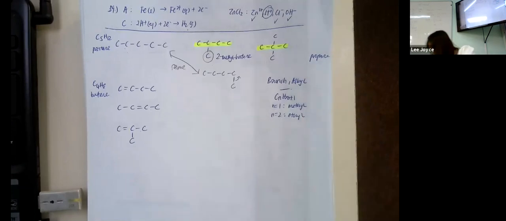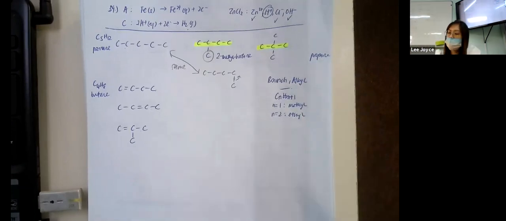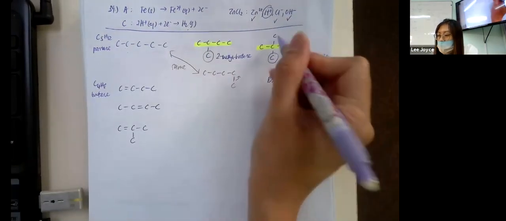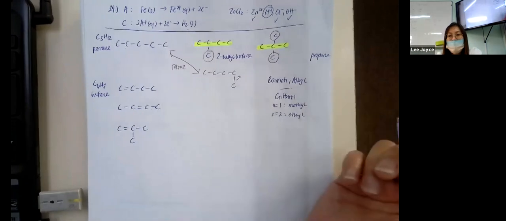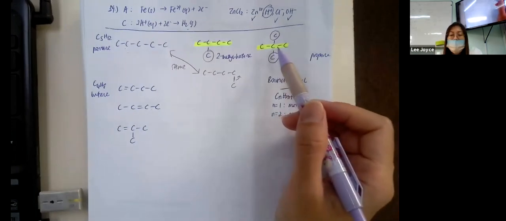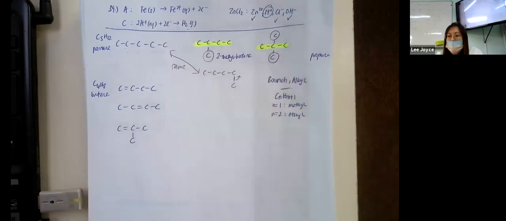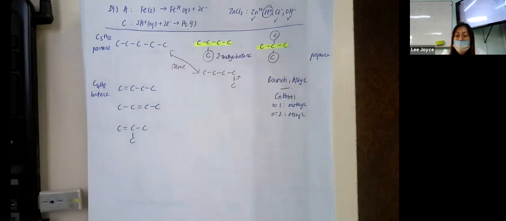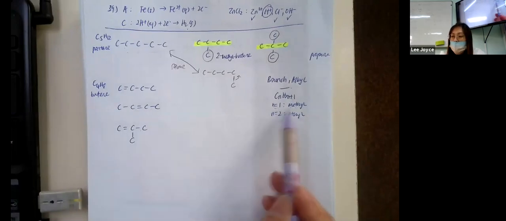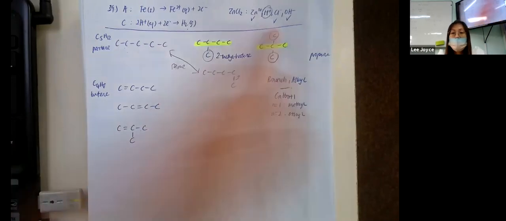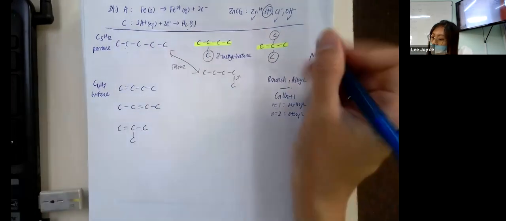Then you must name the branches. Here there are 2 separate branches, all attached to the same carbon in the carbon chain. Each branch has 1 carbon, which is known as a methyl. See, a 1 carbon branch is a methyl. But there are 2 of them, so we call it a dimethyl.